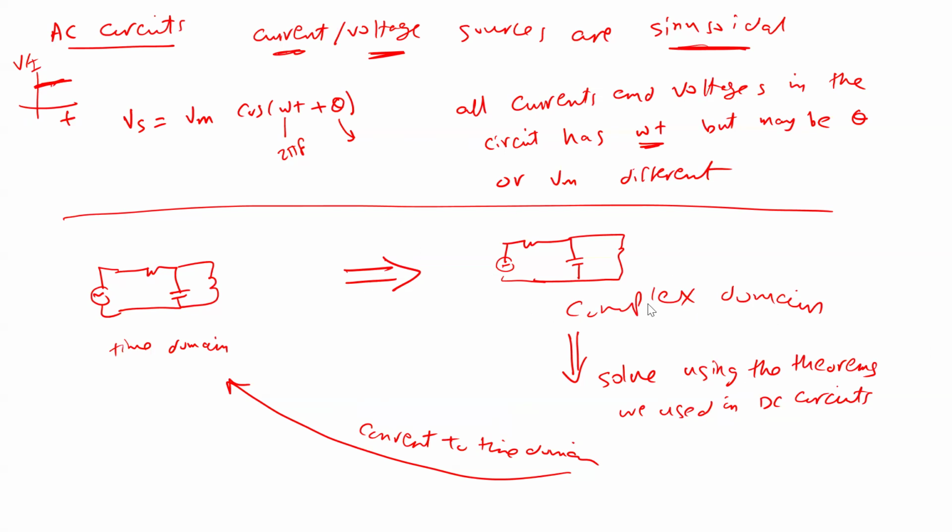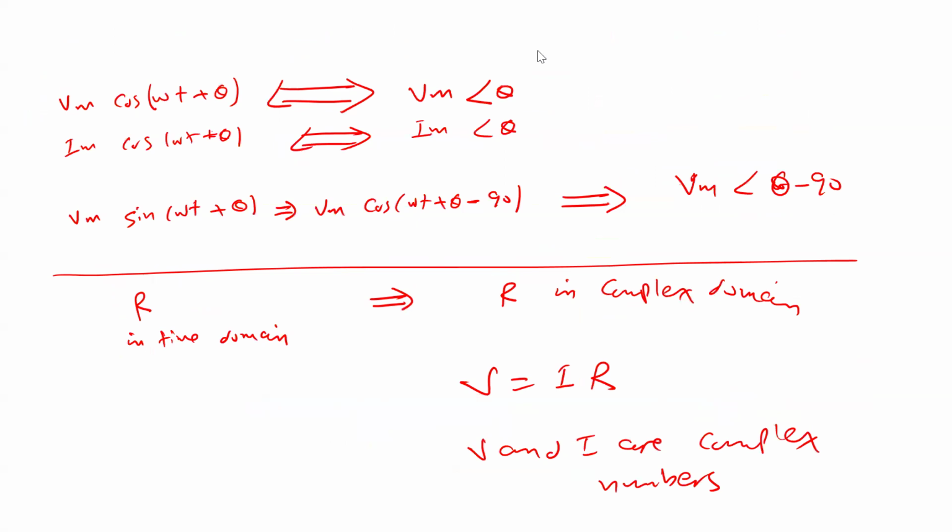The reason we do it this way is because it's easier to analyze the circuit when it is in the complex domain. Last time I made a review of complex numbers. How can you add complex numbers? How can you multiply them, and so on? Also the different forms.